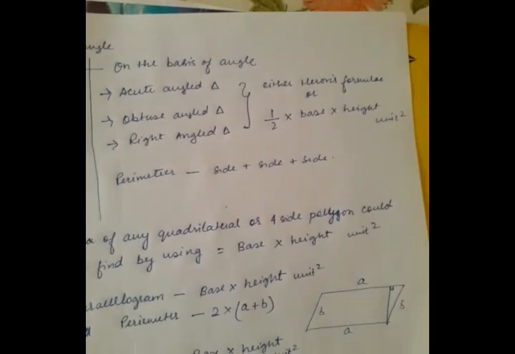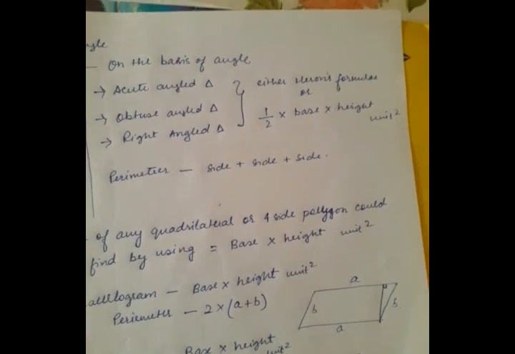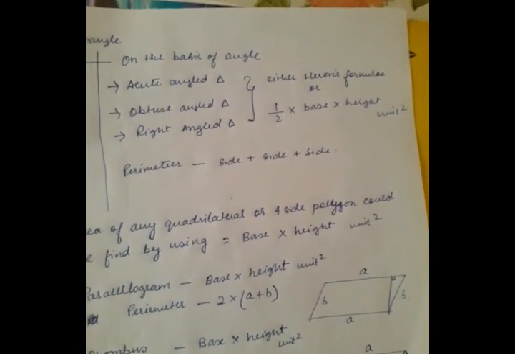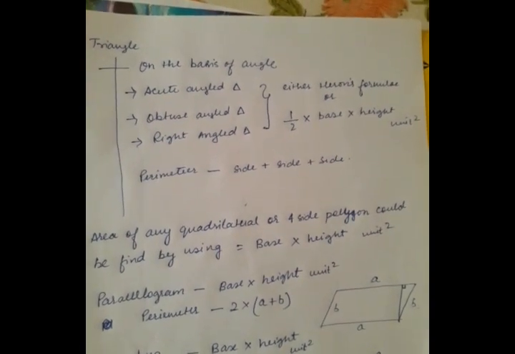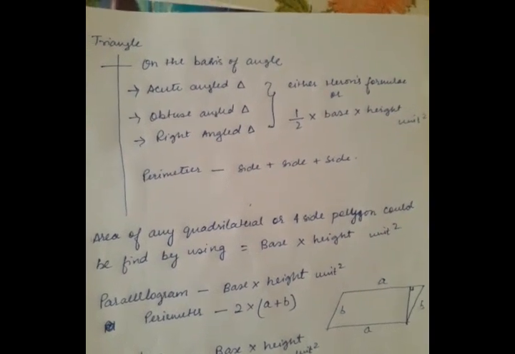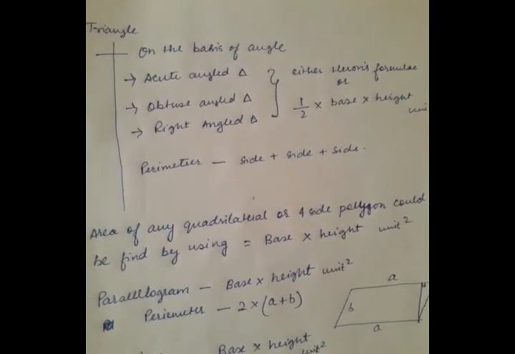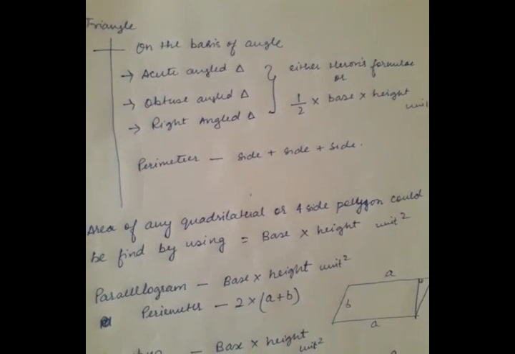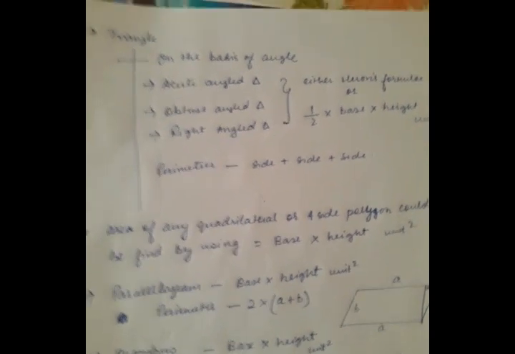Now some concepts about triangles. I have said earlier that we could use either Heron's formula or half into base into height to find the area of the above mentioned triangles: acute angle, obtuse and right. The perimeter is always side plus side plus side, the sum of all three sides.